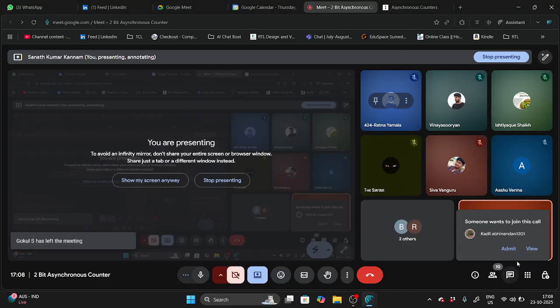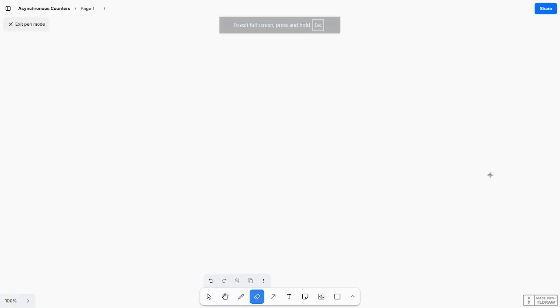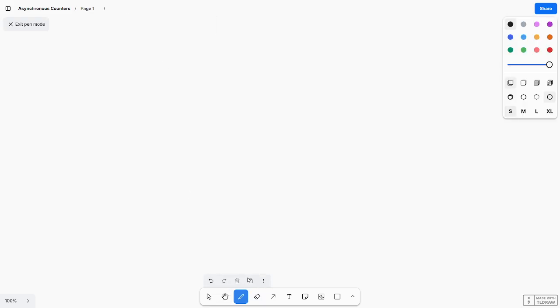Here again, counters are divided into two types: synchronous counters and asynchronous counters. An asynchronous counter is one where the output of one flip flop acts as a clock to the next flip flop.